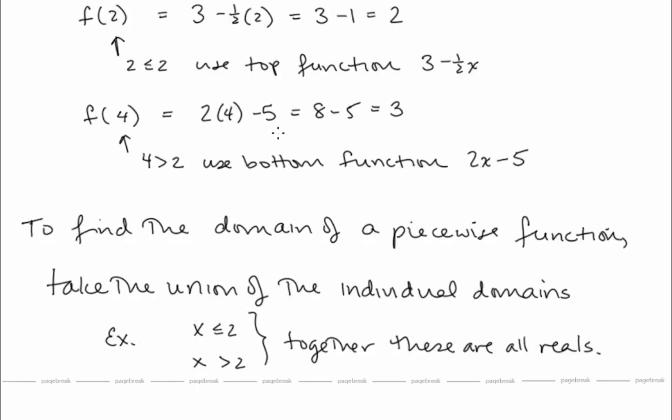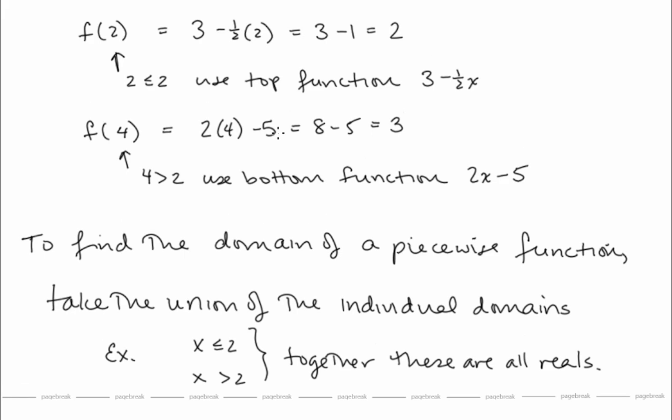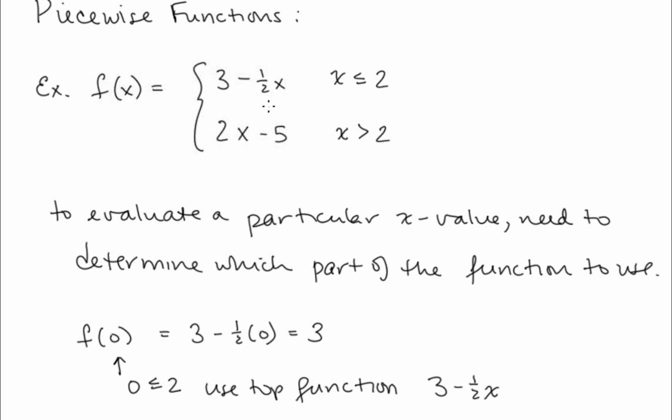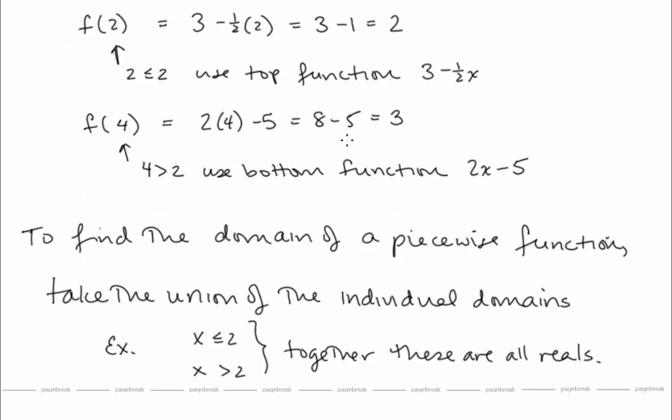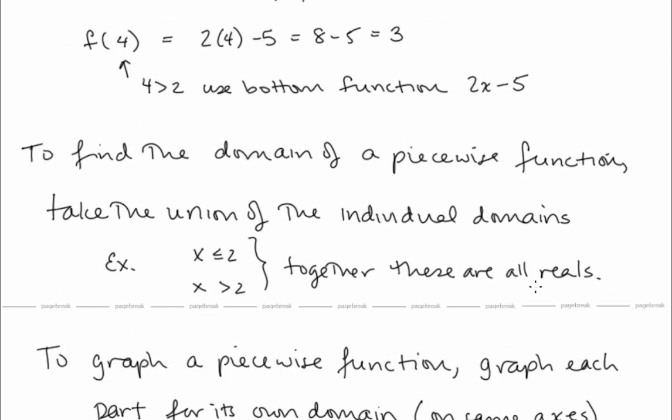When we're talking about the domain of a piecewise function, we're talking about the union of the individual domains. So for example, here, we're saying this function is defined to be 3 minus 1/2 x for all of these values, then it is 2x minus 5 for all of these x values. So we're defining this function here for all of these x values. And so our domain is the collection of x's for which this function is defined. So we'll take the union of these sets, and in this case, the union of these sets is the entire real line. So for this function, we get all reals for our domain.